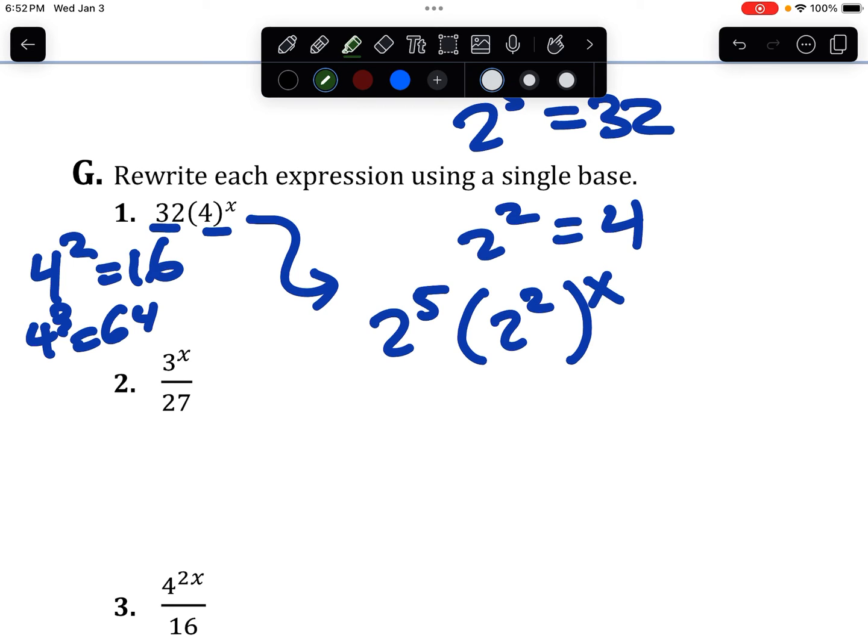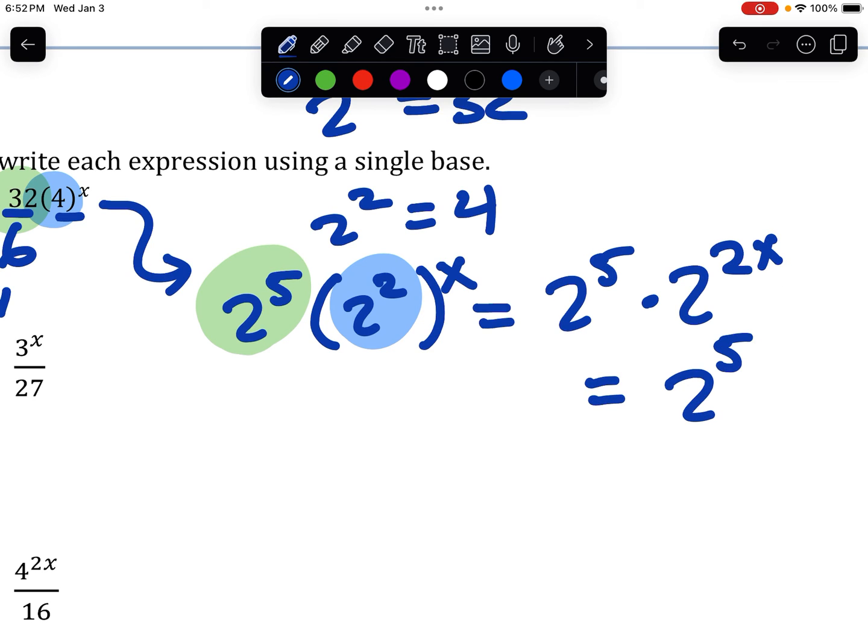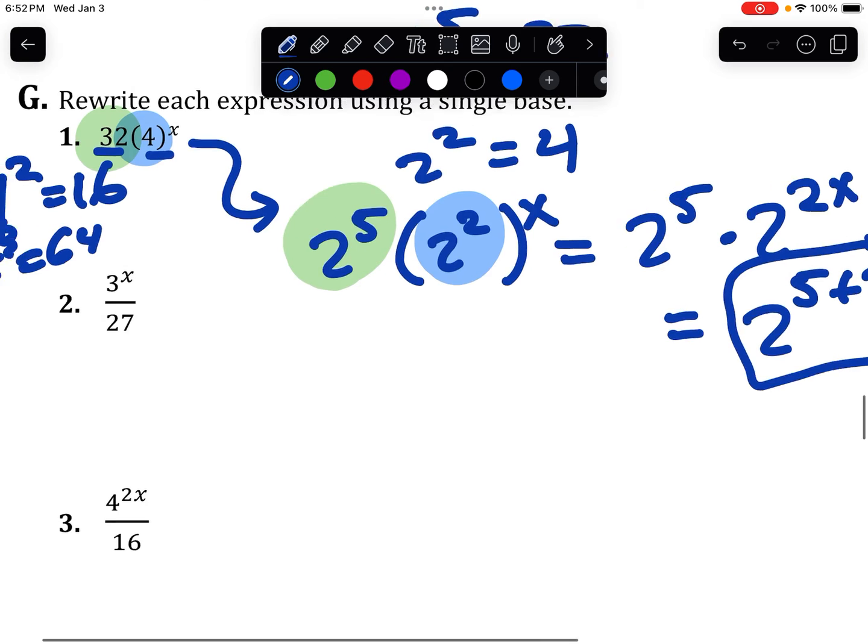Let me just stop a second and show some colors here. So 2 to the 5th is the 32, and then 2 squared is the 4. And then from there, I'm going to try and simplify as much as I can. So this becomes 2 to the 5th times 2 to the 2x using our power rule. And then we're going to just keep the base and add the exponents, 5 plus 2x. And that would be a single base with a single exponent.